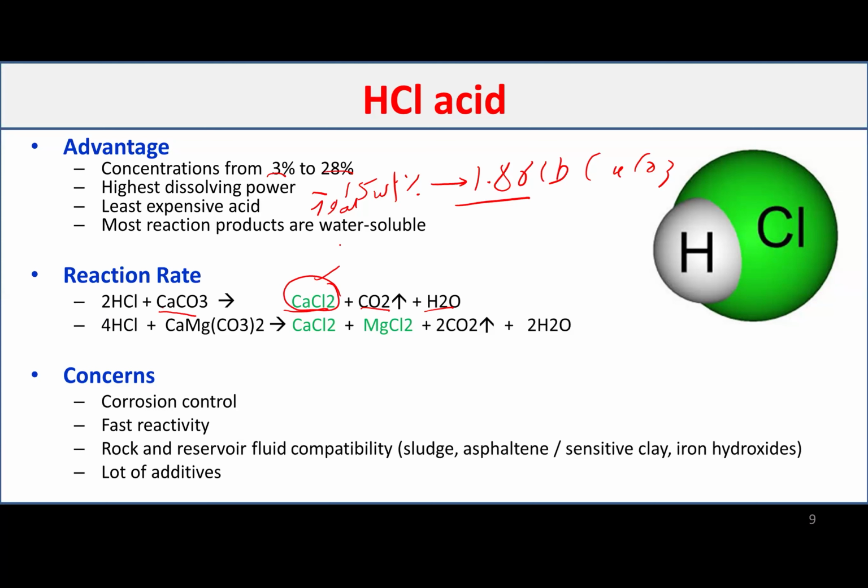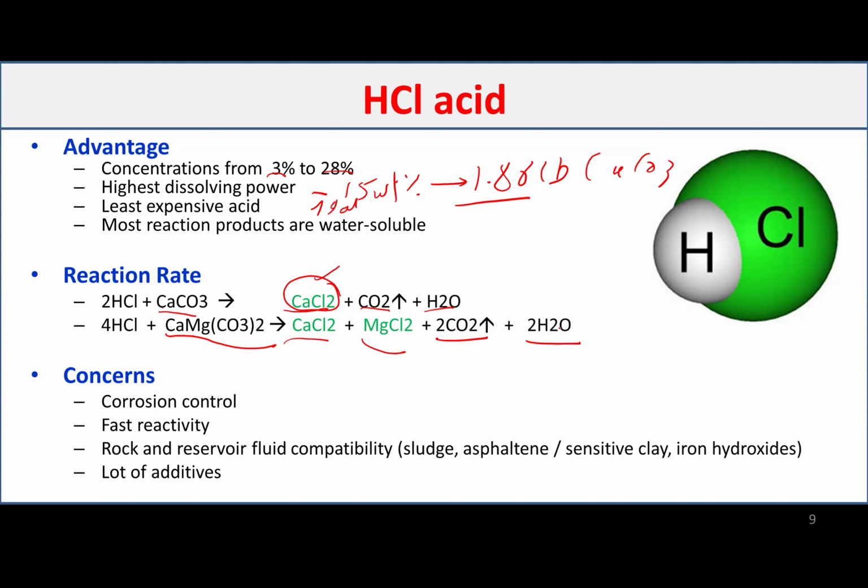Everything will be cleaned. So when you are using HCl in carbonate, you are getting enhancement in porosity and permeability because of the solubility, since no precipitate happens. Similarly for dolomite, which is calcium magnesium carbonate, you have calcium chloride and magnesium chloride, both having good solubility in water, so everything will be completely soluble. CO2 is a gas, and H2O is just water. So you don't have any concern or negative effect from the reaction product.